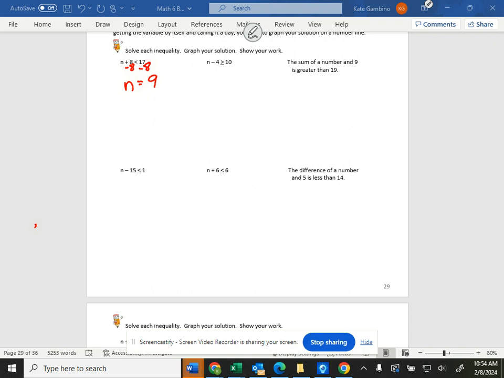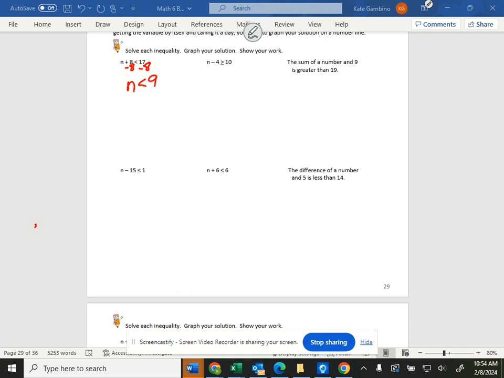But is it equal? It's not equal. I have to look back up at what my inequality is. N must be less than 9. Because if n was 10, 10 plus 8 is bigger than 17. So n is any number that is less than 9. It could be 3. It could be 6. It could be 0. N could be any of those numbers less than 9.